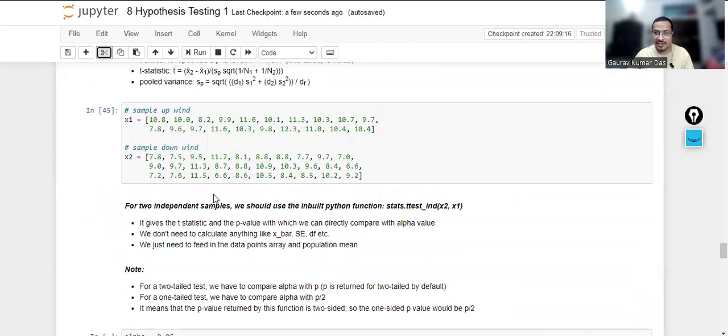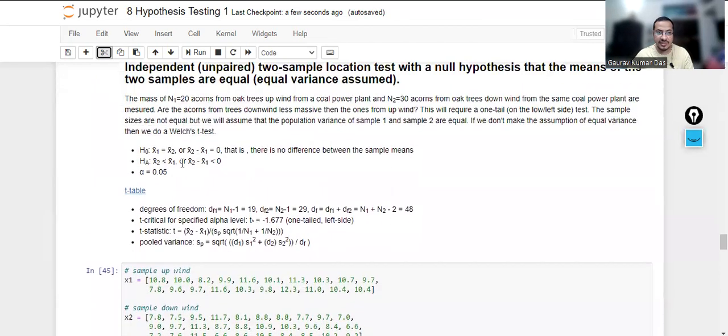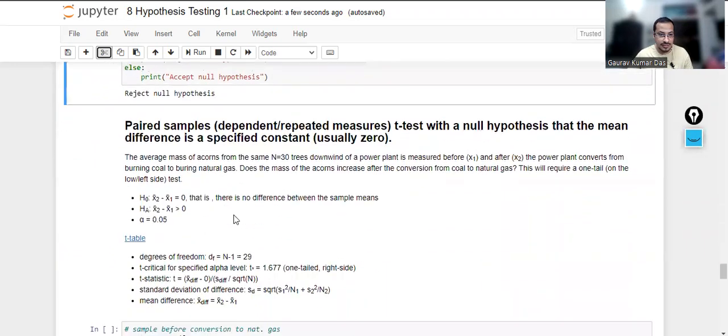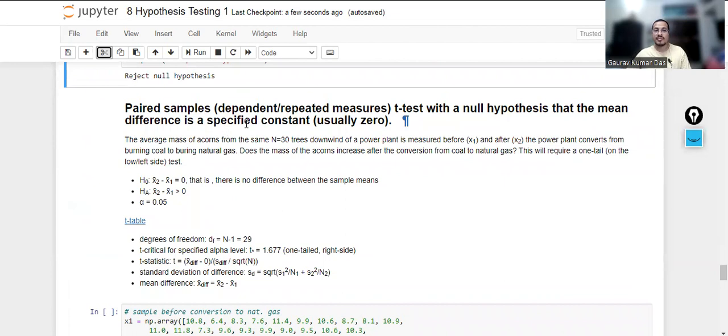Here are the hypothesis statements I've already mentioned in the question itself. Okay. Next, we have the paired sample t-test. Now, paired sample means one of the samples is at least dependent on the other sample. You can see here the average mass of acorns from the same N equal to 30 downwind, which was x2, is measured before and after.